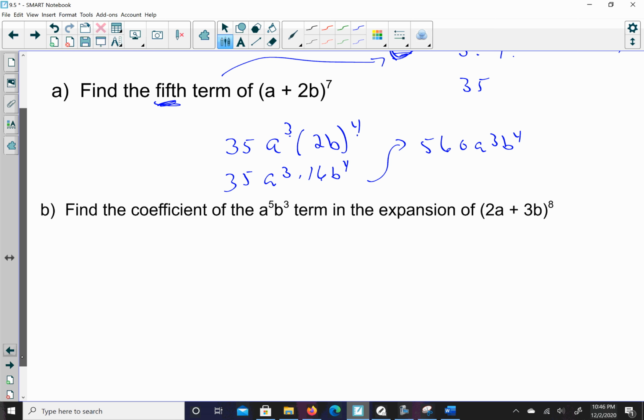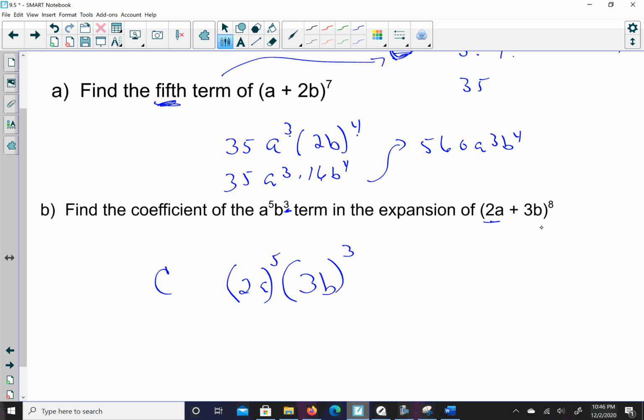So this one is asking the same thing. What's the coefficient of a to the fifth, b to the third? Well, they're telling me that this 3b is being raised to the third power, which means that this a, which in this case is 2a, is being raised to the fifth power. To find the coefficient, it's going to be 8 choose 3. So off to the side, I'm going to do 8 factorial over 5 factorial, 3 factorial.